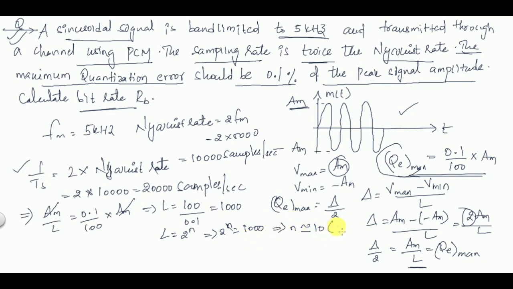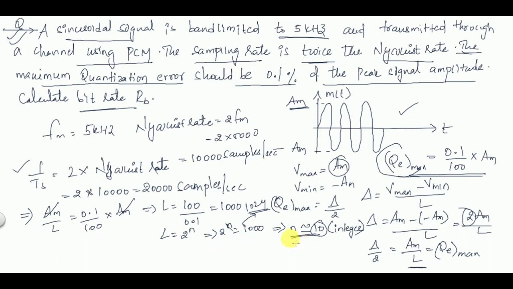Because N is an integer value, it cannot be a fractional value. So I'm assuming 1000 is nearly equal to 1024, and that's why I'm taking the N value as 10. Even if you are getting a value which is nearly equal to 10, you have to round it off and take the value as 10 for each and every problem.